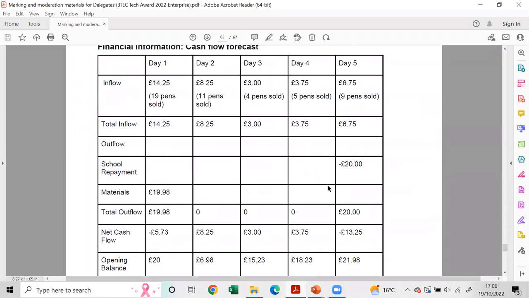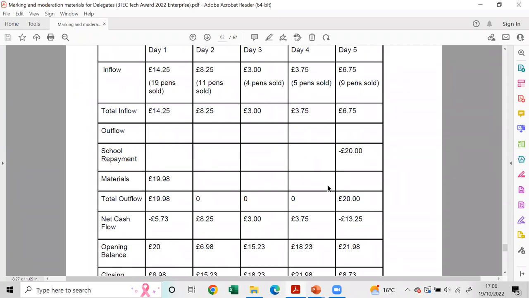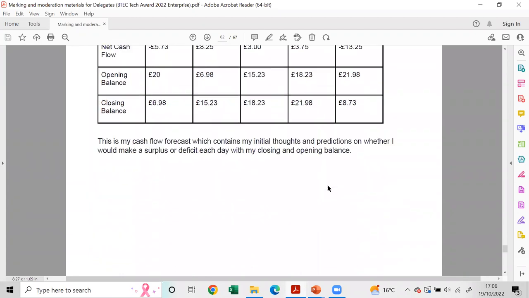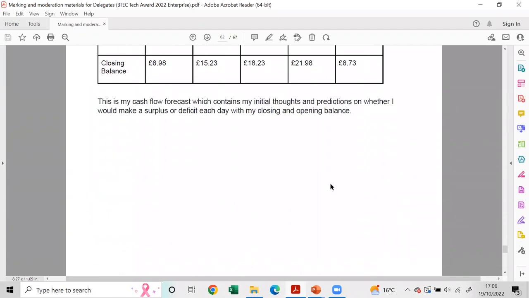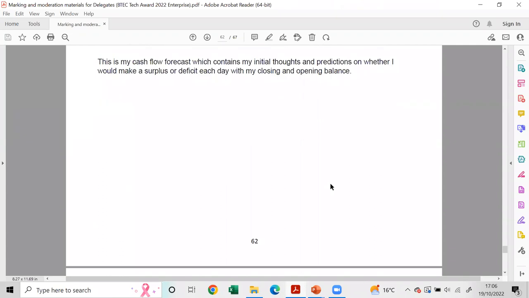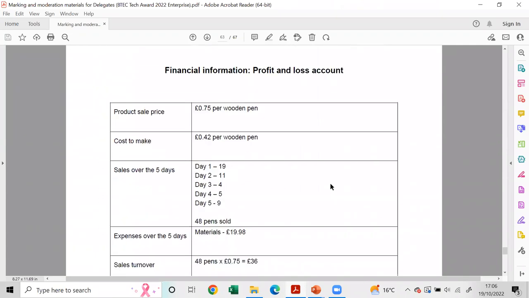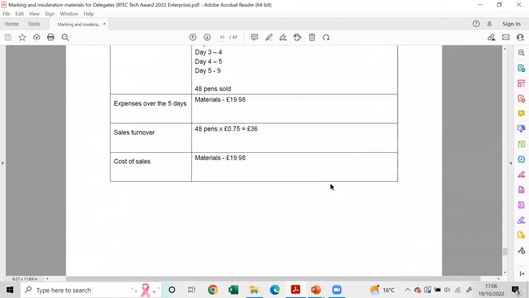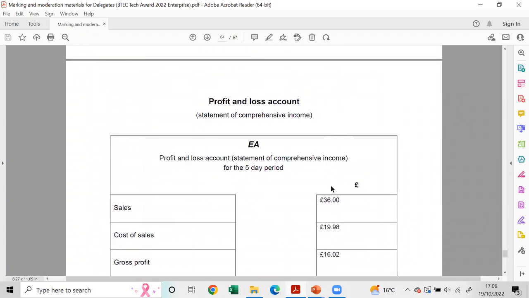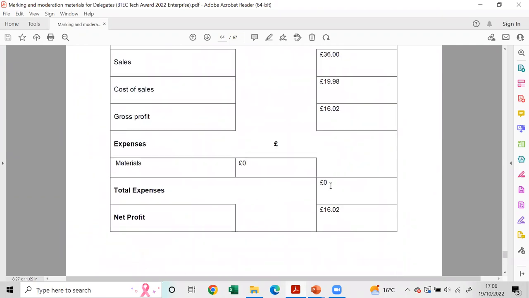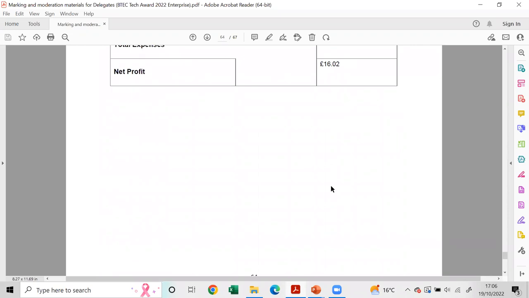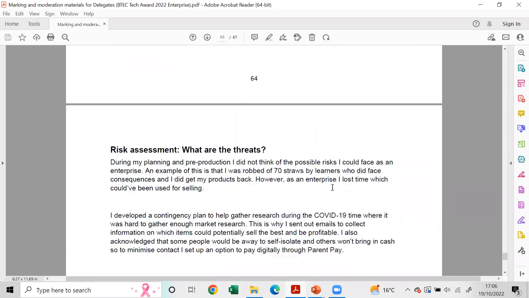So they've done a 5-day. They've only decided to sell these pens for 5 days. It's not a 12-month cash flow. Figures they've got are relatively accurate. I say relatively. They've done profit and loss. Again, though, the profit and loss is for a 5-day period. It's not a year, which is actually a requirement.